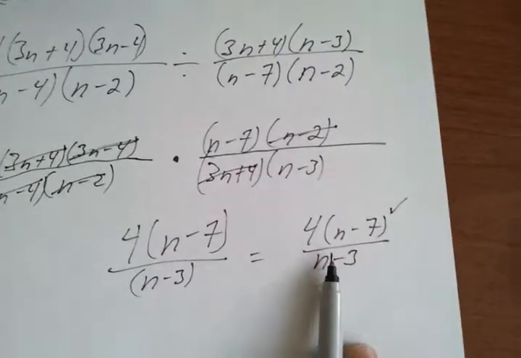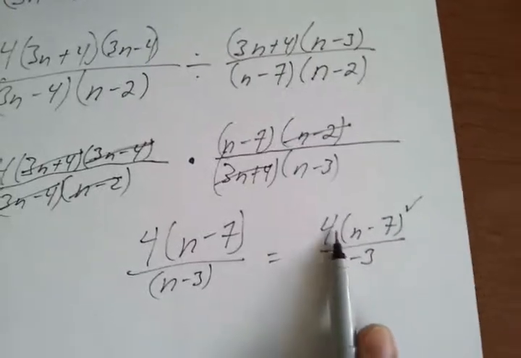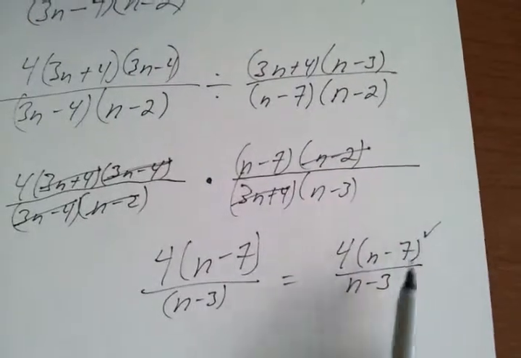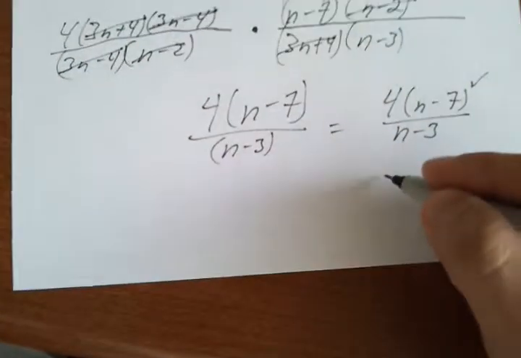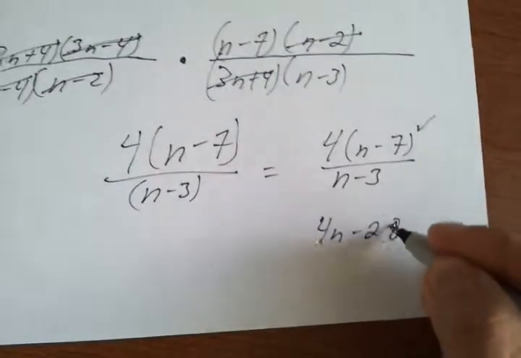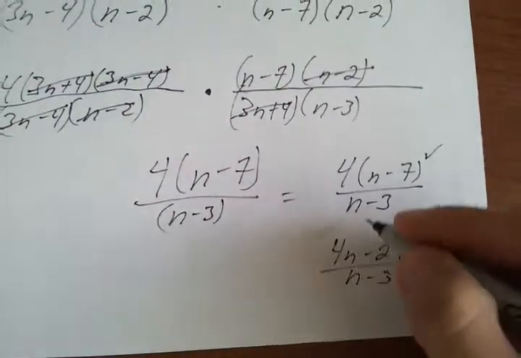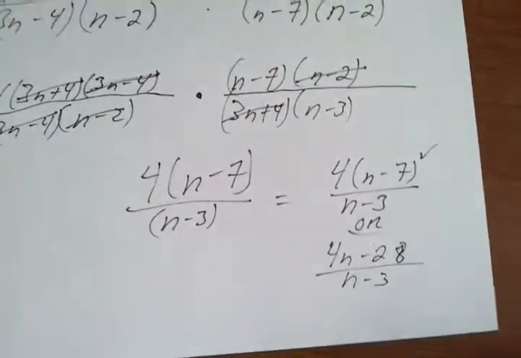And this is perfectly fine to leave as your answer for me. You may go through and distribute the 4, and if you did that, you would end up with 4n minus 28 all over n minus 3. Either or is sufficient.